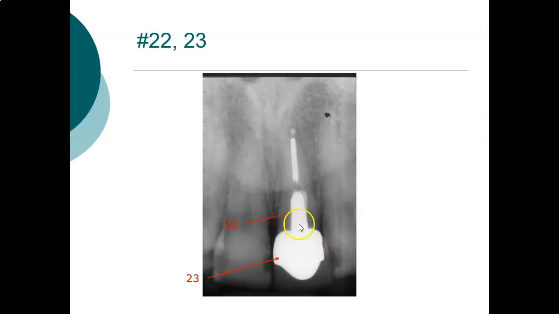Here we have a post, some more material for the root canal, and then this is a porcelain fused to metal crown. So the porcelain's down here, and then this is the metal part of the crown. And they call that a PFM, porcelain fused to metal.